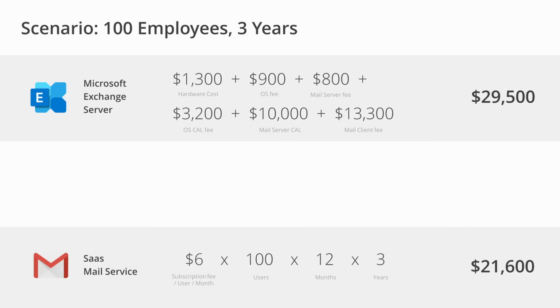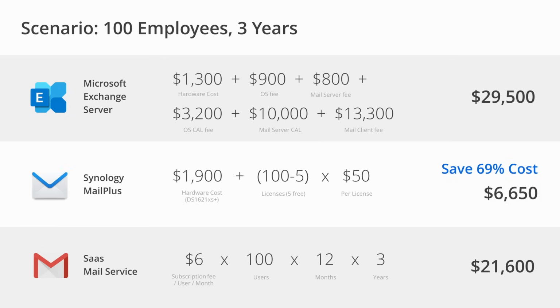If you were to go with a software as a service online cloud-based solution, you're still looking around $20,000 over that 3-year time frame just to run your mail server. And if you take a look at that and actually compare it to a Synology Mail Plus deployment, all those hardware costs are upfront. You make that initial investment, and in the end, you actually save around 70% if you look at the total cost of ownership for the entire solution, making Mail Plus simply one of the most cost-effective ways to host your own mail server.